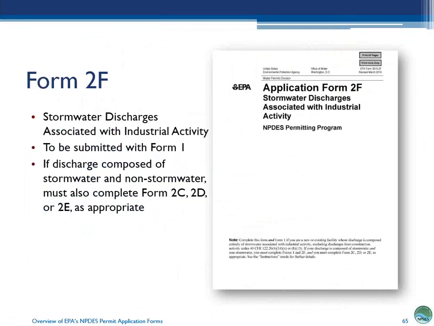Form 2F must be used when applying for an individual permit for stormwater associated with industrial activity. Note, however, that these discharges are often covered under general permits that would require submission of a notice of intent, so we don't see many of these forms submitted. Applicants submitting Form 2F must also complete and submit Form 1. Additionally, if the discharge is composed of stormwater and non-stormwater, the applicant would also need to complete Form 2C, 2D, or 2E as appropriate.